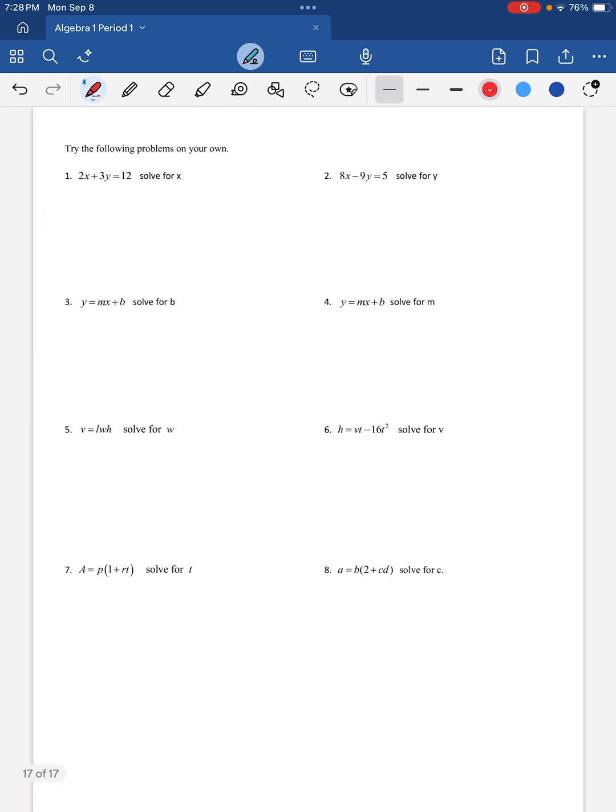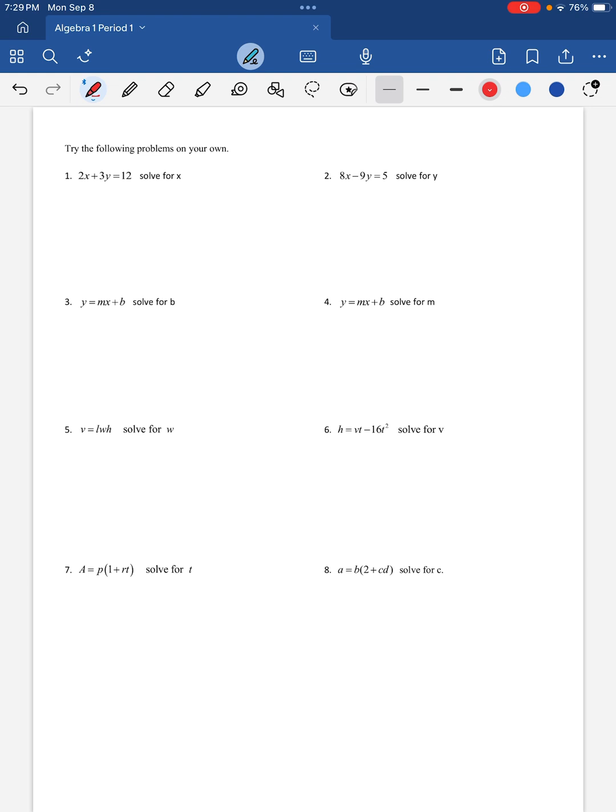All right, flip to the next page. I'm just going to do a couple more of these with you. And then for the rest of your assignment, I want you to finish the ones we didn't finish. So I'm actually just going to do one more with you. I'm going to do number 7 with you. So take a look at number 7 there at the bottom. And it says solve for t. It says A equals P times the quantity 1 plus RT, solve for t.